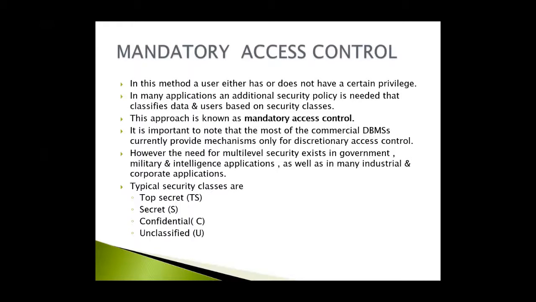In this method, mandatory access control, a user either has or does not have a certain privilege. It either has a certain privilege, like the different types of privileges we discussed in my last video lecture, be it account level privilege or relation level privilege. In many applications, an additional security policy is needed that classifies data and users based on security class. Now, what is a security class? That is what we are going to discuss in this slide. Classifying the data and users based on security class is nothing but the mandatory access control mechanism.